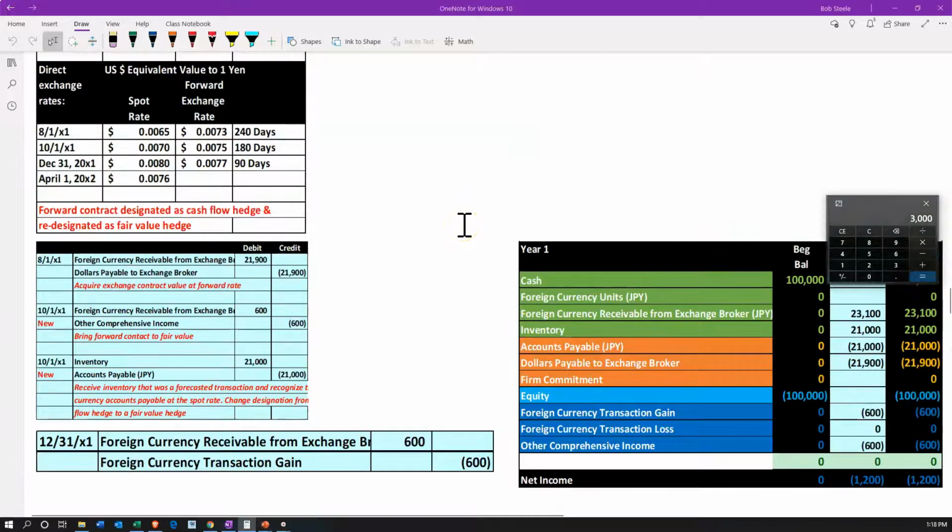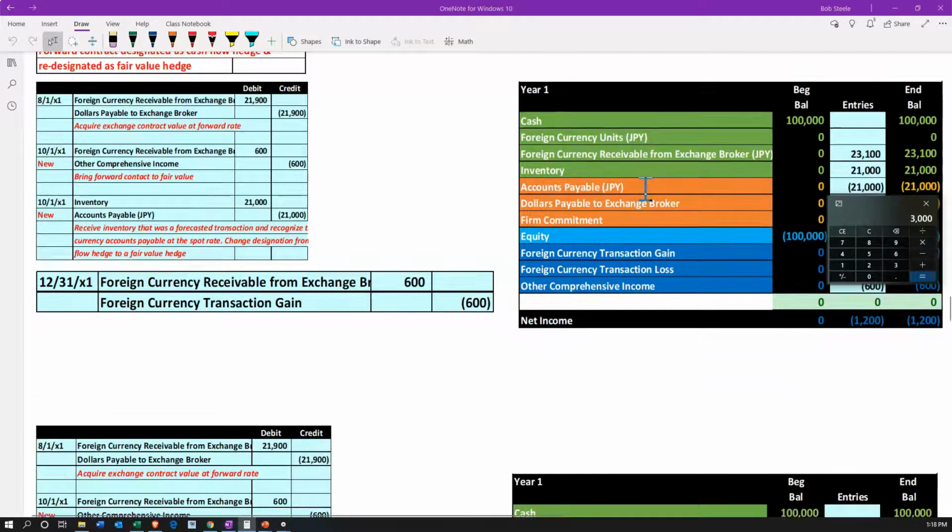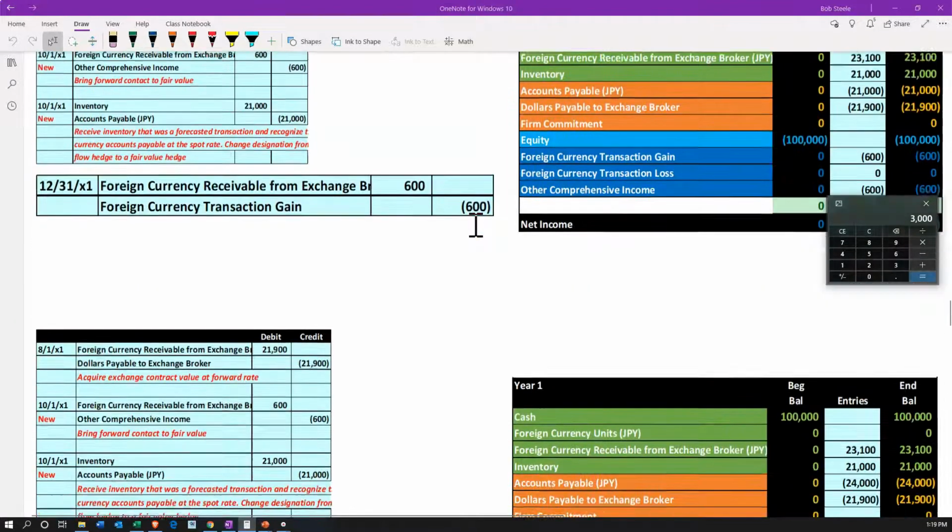But also, we know that last time 1 yen was $0.007. Now 1 yen is worth $0.008. The yen has now gotten stronger. It's worth more dollars. And now we're talking about a payable, which means we're going to be paying in yen, which is now worth more. So that's a loss to us. That's not good for us.